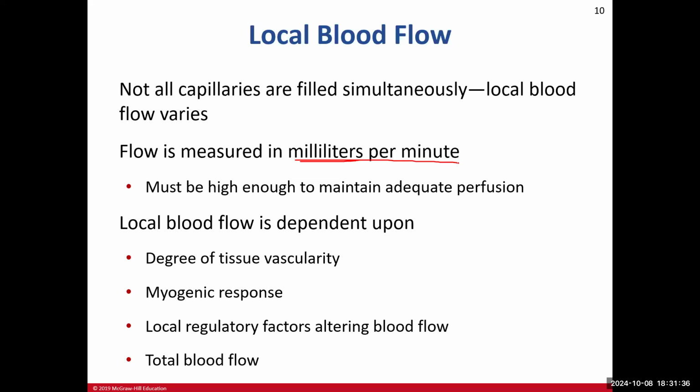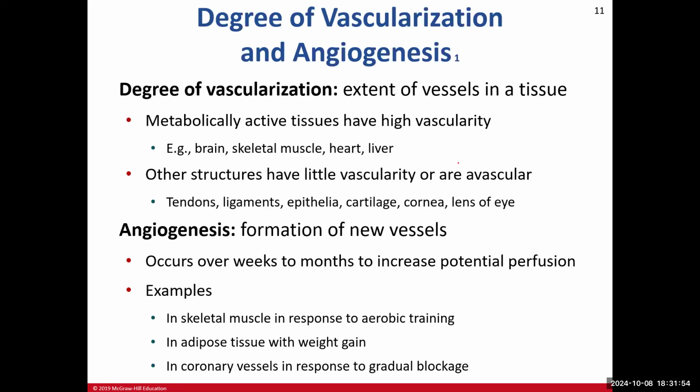Degree of vascularity, right? Myogenic response, which is, think of myo being muscle, so there's going to be some sort of muscle tissue influencing this, right? Other regulatory factors, and then what we call total blood flow. So we're going to spend a lot of time on total blood flow. All right, so let's move through.